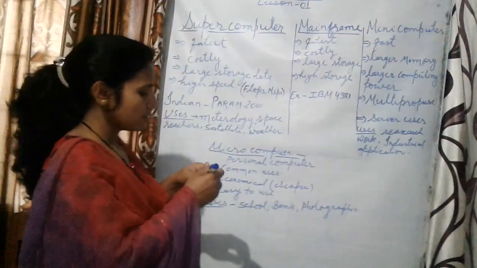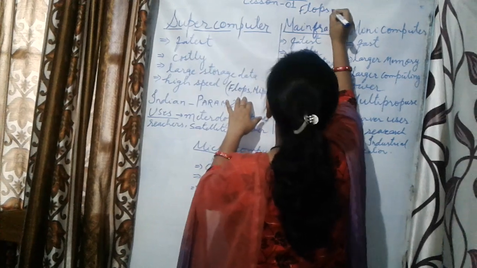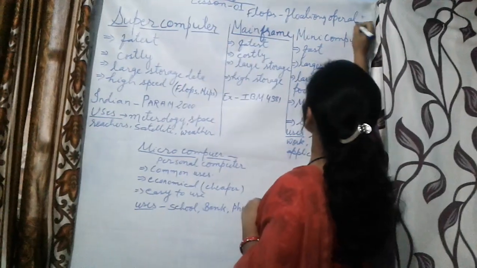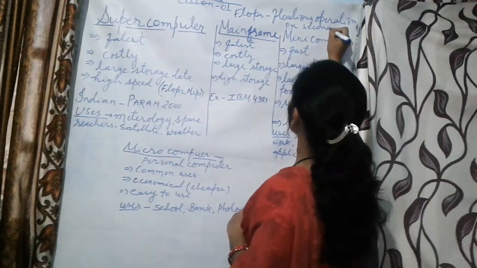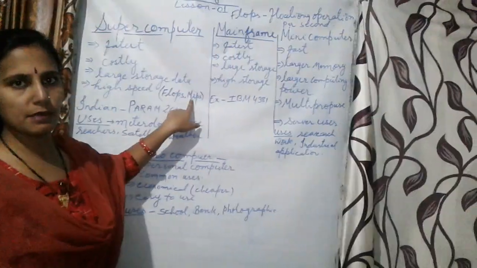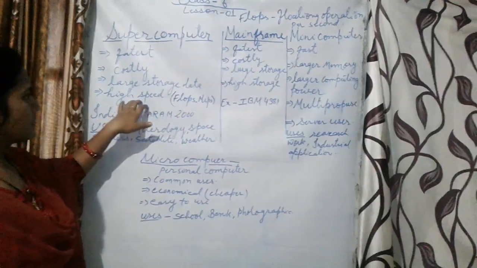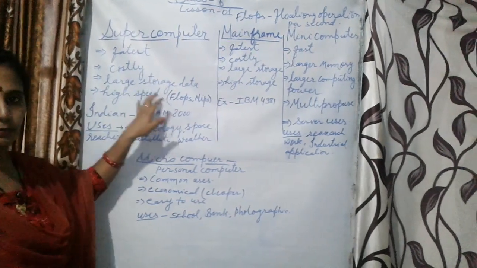What is a FLOP? FLOP means floating point operations per second. The speed of a supercomputer is measured in FLOPS or MIPS. MIPS means million instructions per second. These are the characteristics of a supercomputer. Let me show an example of a supercomputer.